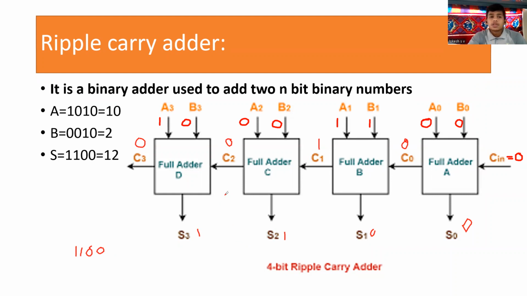The main difference between the ripple carry adder and the parallel adder with accumulator is that here we don't store the output produced in the accumulator. In the parallel adder with accumulator, we will store the output in the accumulator.